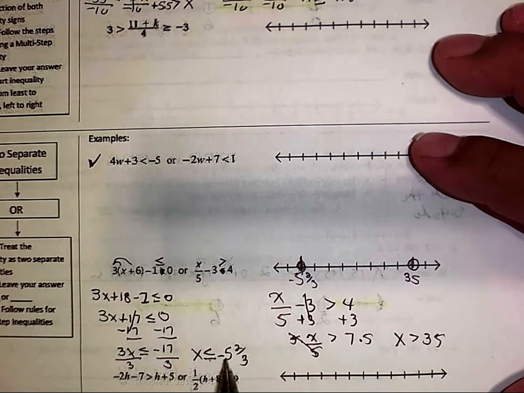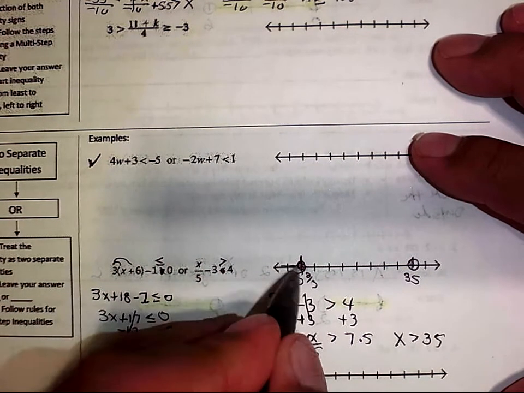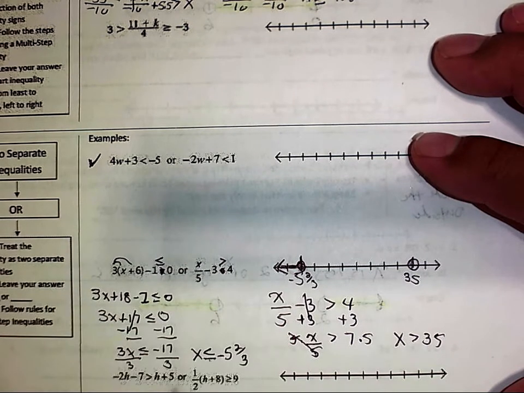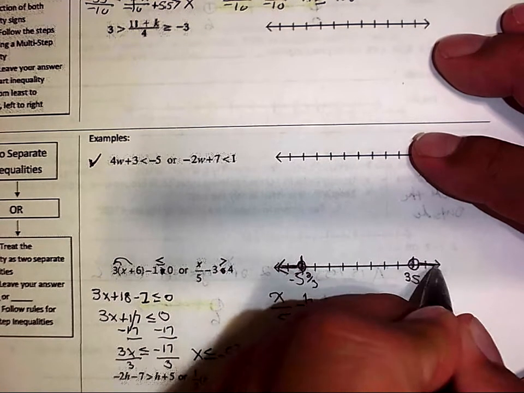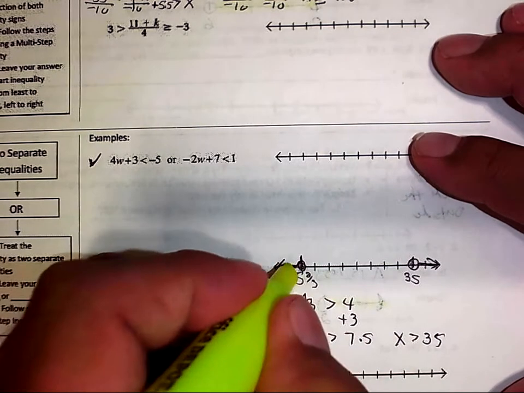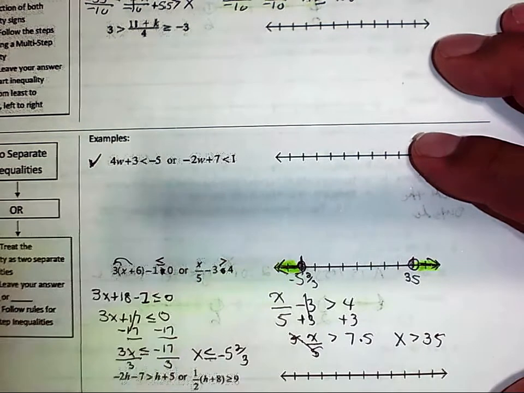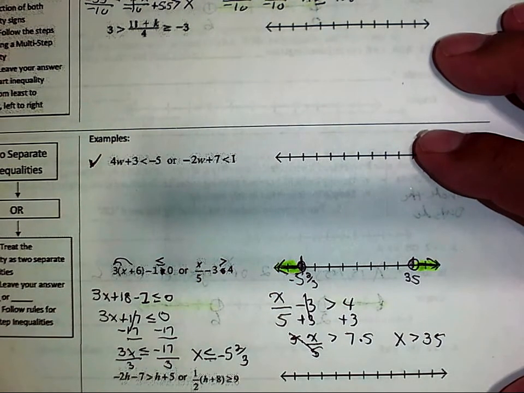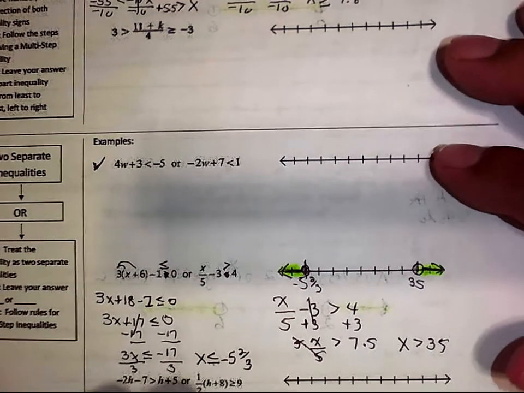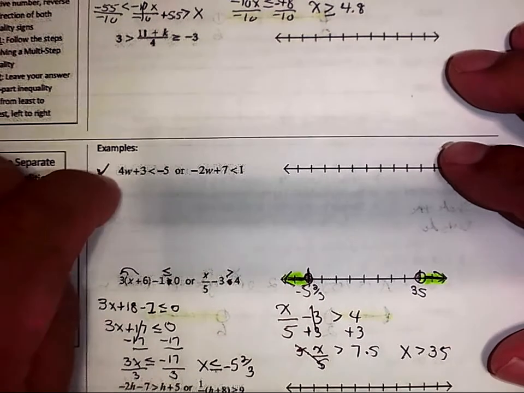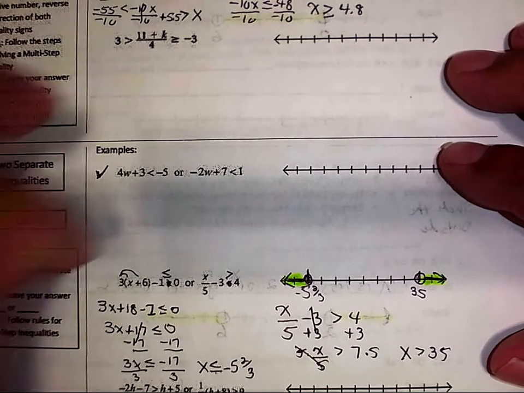Well, look, guys, x is less. Less is this way, so I shade this side. And on this one, it says x is what? Greater than 35. Greater is this way, so I shade. So let me go ahead and put here and here. All right. So do this one for homework, and then I'll take care of this one in class. All right? Here we go.